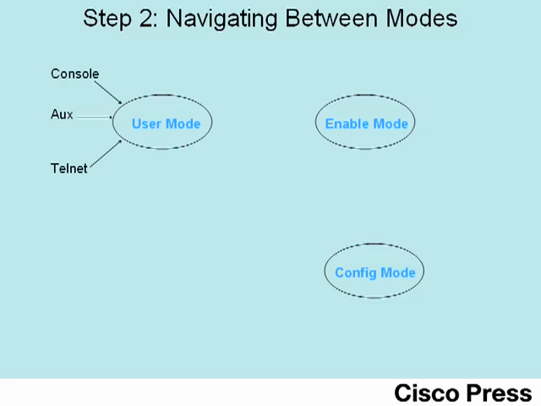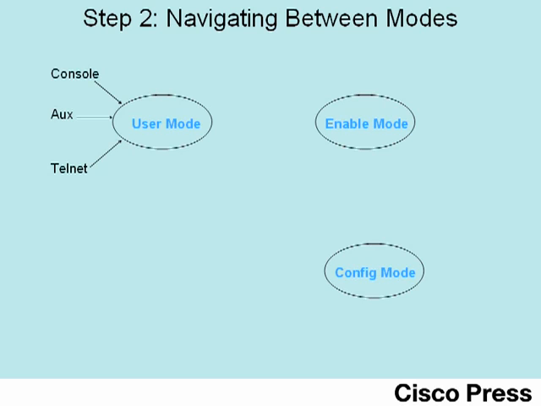Next, let's move on to step 2. In step 2, we'll examine the 3 most important modes of the IOS command line interface, namely user mode, enable mode, and configuration mode. These modes allow the users to use different commands and do different things, so it's important that you move to the correct mode before you do the command that you need to do.